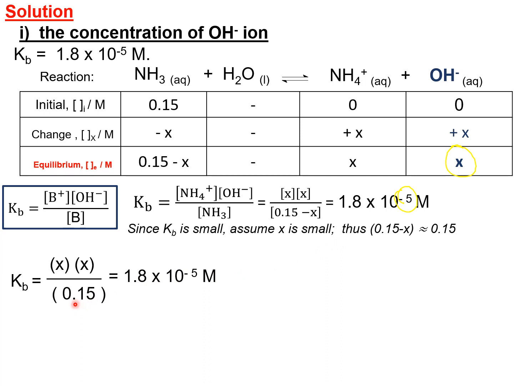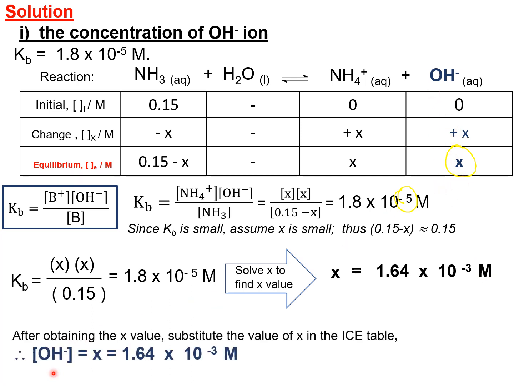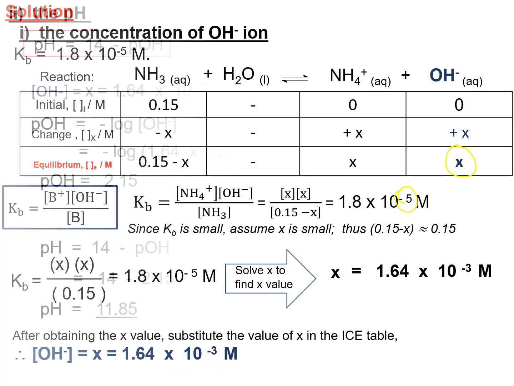And then nanti you bawa lah naik 0.15 kalikan dengan 1.8 kali 10 to the power of negative 5, and then you square rootkan the answer. And finally, you can get the X value here, which is 1.64 times 10 to the power of negative 3 molar. Since that the concentration at equilibrium for OH minus ialah X, therefore we can conclude the concentration of OH minus will be 1.64 times 10 to the power of negative 3 molar.